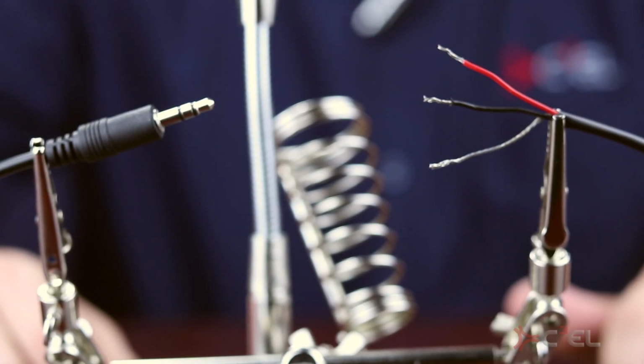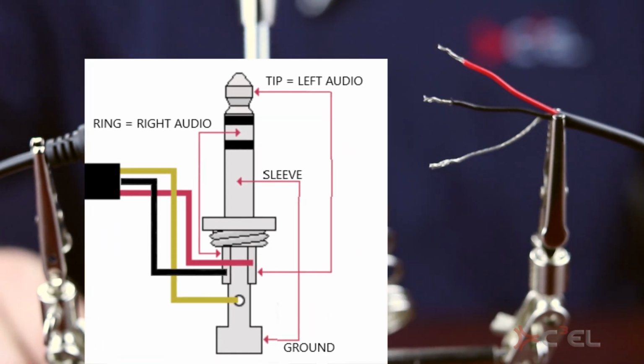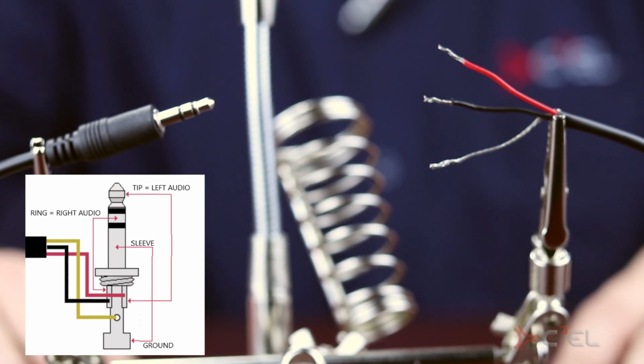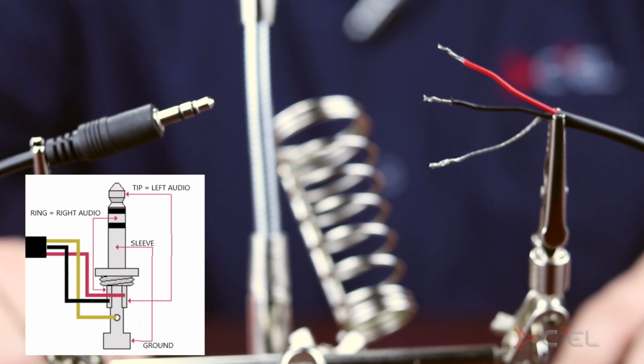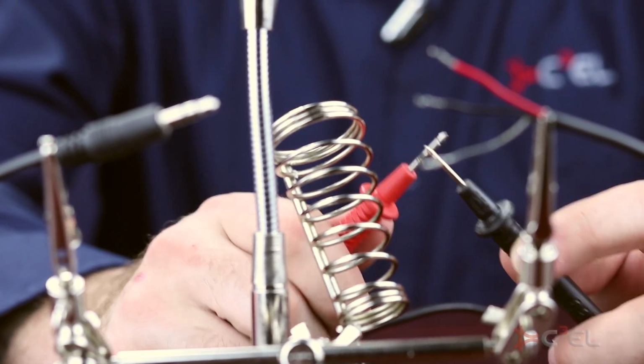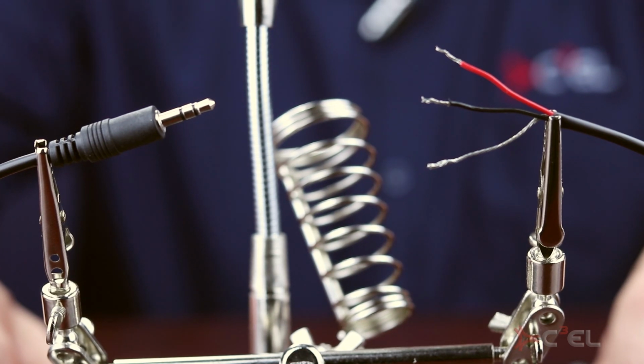We need to identify the internal wires of our 3.5mm cable. This will ensure each wire goes to its correct place in the DSP. We will use a multimeter set on the continuity setting to test each of the wires. The multimeter will ping like so when there is continuity between each part of the 3.5mm connector and each associated wire.